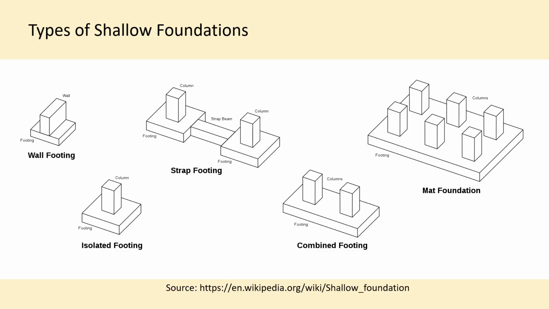So here are some pictures of shallow foundations. This one is the strip footing. You see, it is supporting a wall. This is the length. It is very long compared to its breadth. And this is the strap footing. This one is the combined footing. This one is the mat foundation. This one is the isolated footing. All these are shallow foundations.